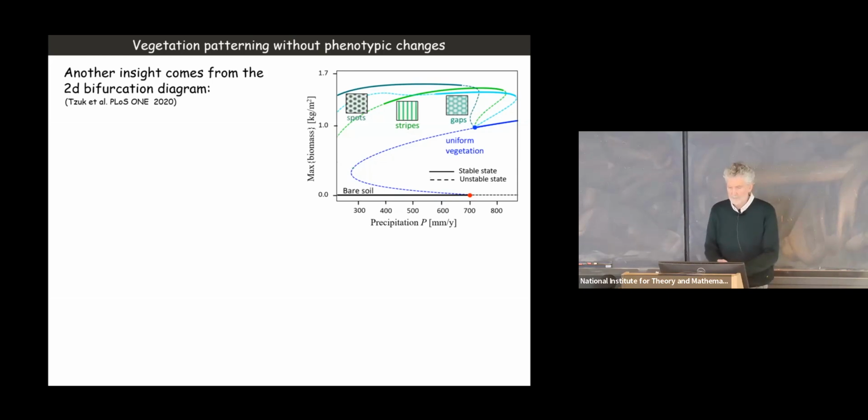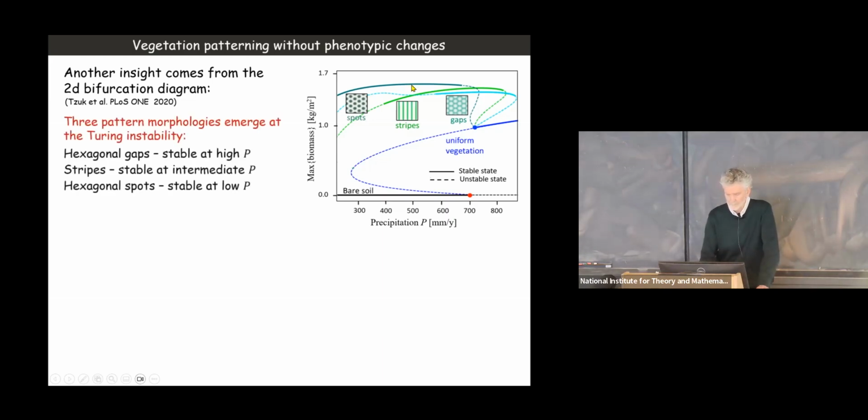Other insights come from the two-dimensional bifurcations, from the bifurcation diagram for two-dimensional solutions. Then we have three solution branches bifurcating at the Turing instability: hexagonal gaps, stripes, and hexagonal spot patterns. The gaps, however, are the first to be stable, then stripes, then spots.